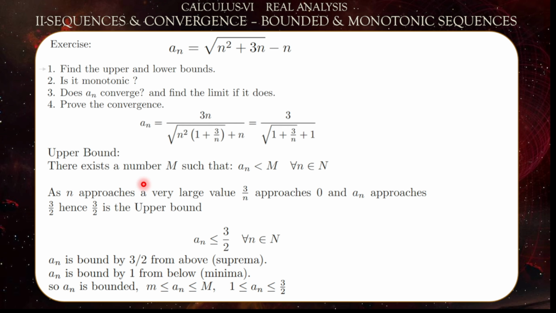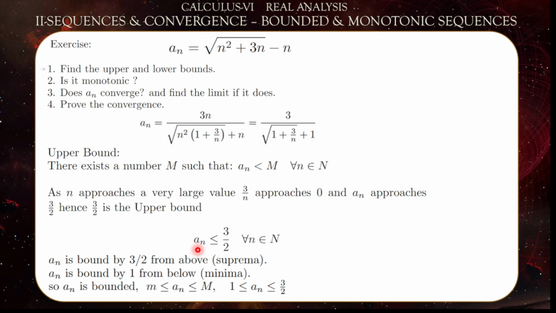So there exists a number M, capital M, such that a_n is less than or equal to M, by the way, for all n within the natural numbers. As n approaches a very large value, 3 divided by n approaches 0, and a_n approaches 3 divided by 2. Hence, 3 divided by 2 is the upper bound. That's the maximum value that a_n can reach or approach.